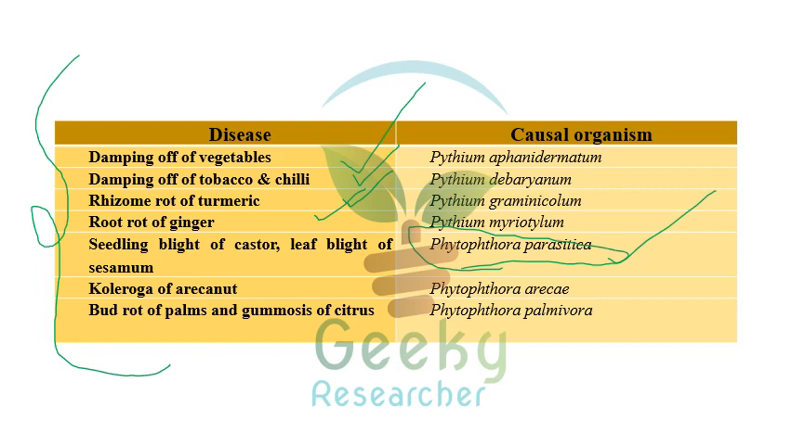And when it comes to the history section, let me tell you many more interesting and important facts about each and every single scientist. Now we have no time to explain here. The next one is Koleroga of areca nut, which is caused by Phytophthora arecae, bud rot of palms and citrus gummosis caused by Phytophthora palmivora. Not only these species, some other species are also responsible for the disease, but I just mentioned some important species.